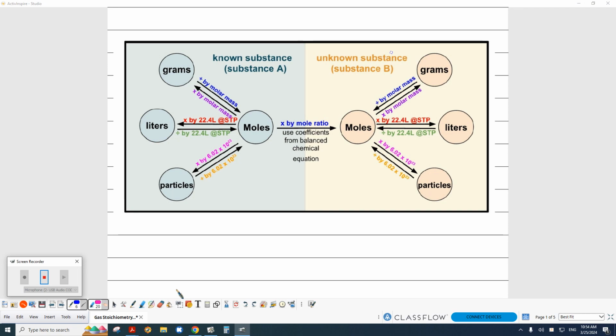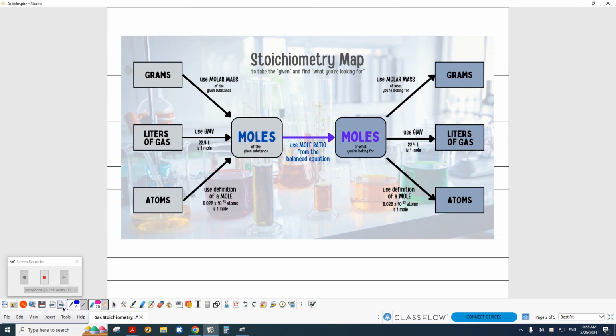Let's take a look at this worksheet that has this stoichiometry map on the front of it. We're talking about gas stoichiometry here. I've created a new version of that for this video. And let's take a look at question number 2.